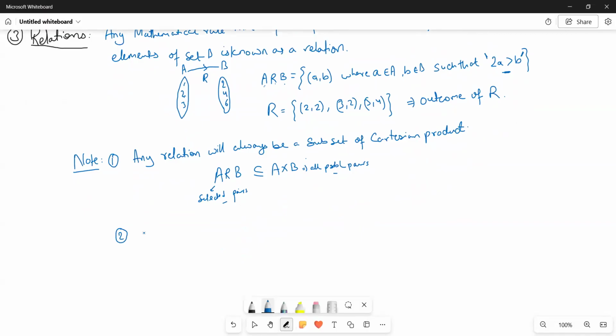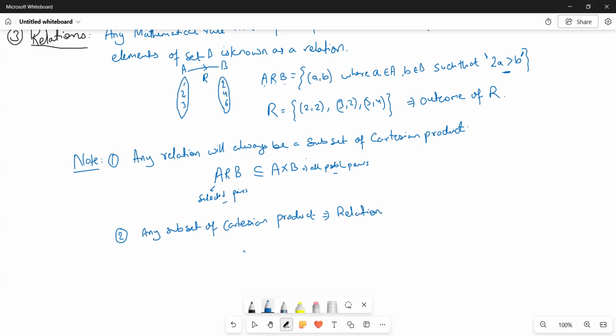So in that case, we could also say that any subset of the Cartesian product becomes a relation. Alternatively, we can also say that any subset of the Cartesian product, any random subset made of the Cartesian product, that will also represent a relation. Okay?